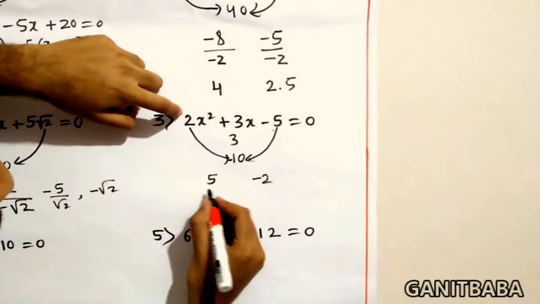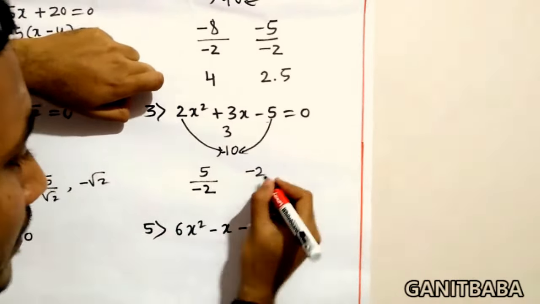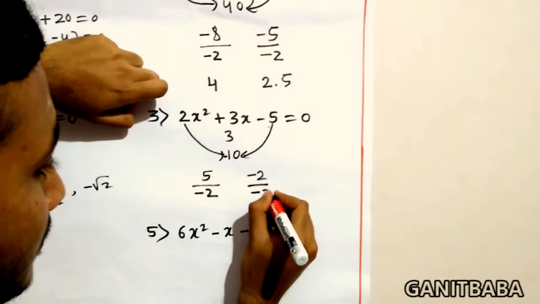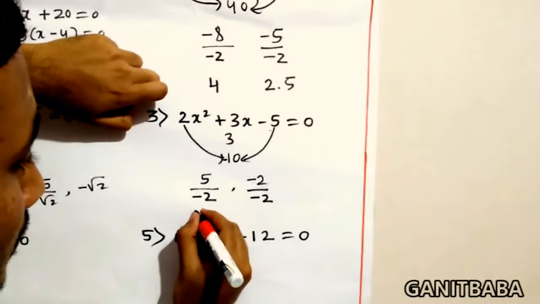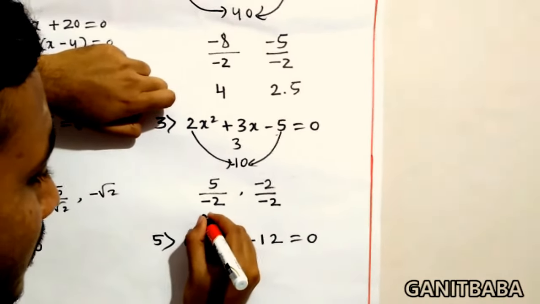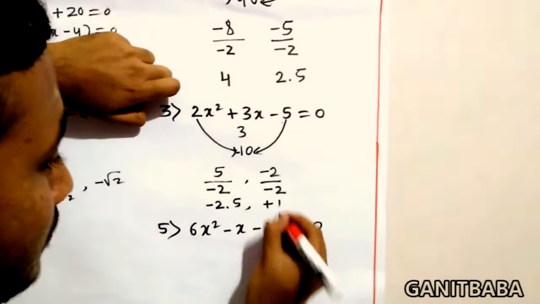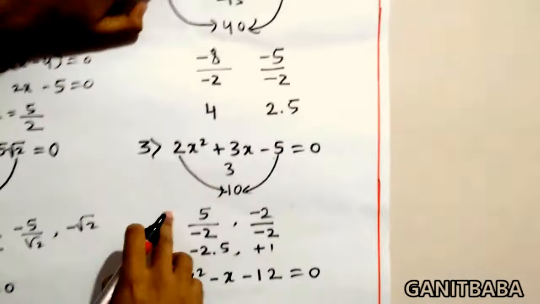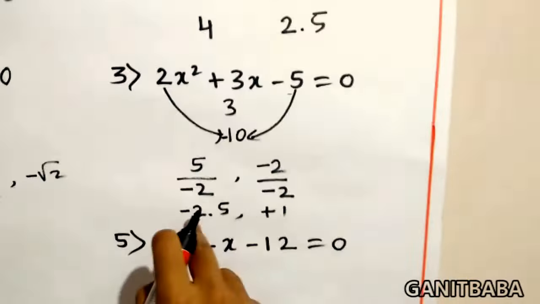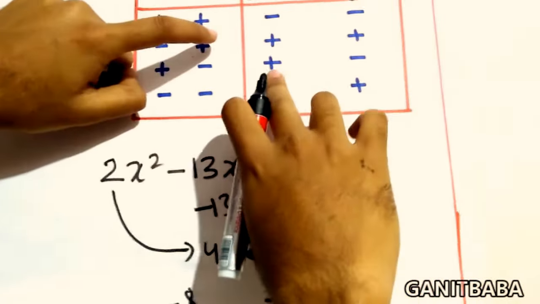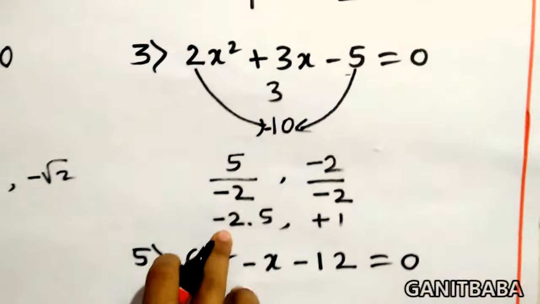So what we need to do, we need to divide this by the coefficient of x square, that is a, with the negative symbol, minus 2 and minus 2. So we will get 5 by minus 2, which is minus 2.5, and plus 1. So with the table, if it is plus minus, the biggest root will get the minus symbol and the smallest root will get the plus symbol. So we can say minus 2.5 and plus 1.